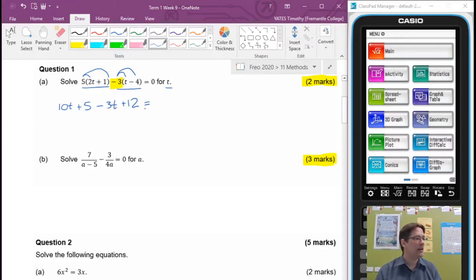Then we just combine our terms. So 10t take 3t, so all equals 0. 10t take 3t is 7t.